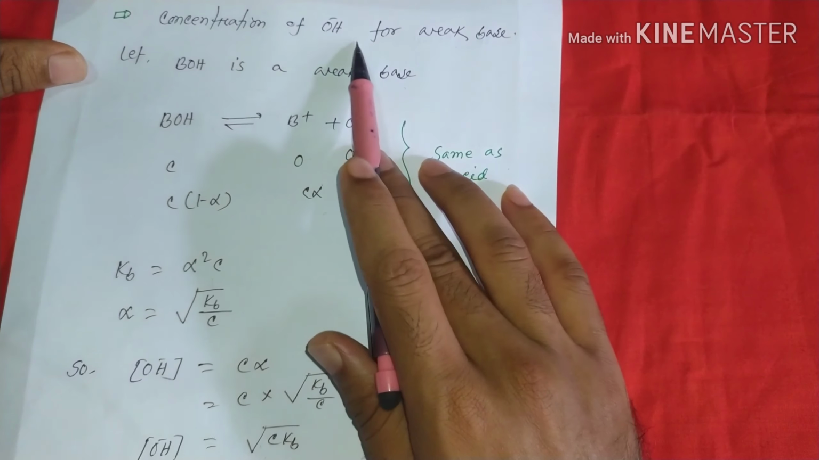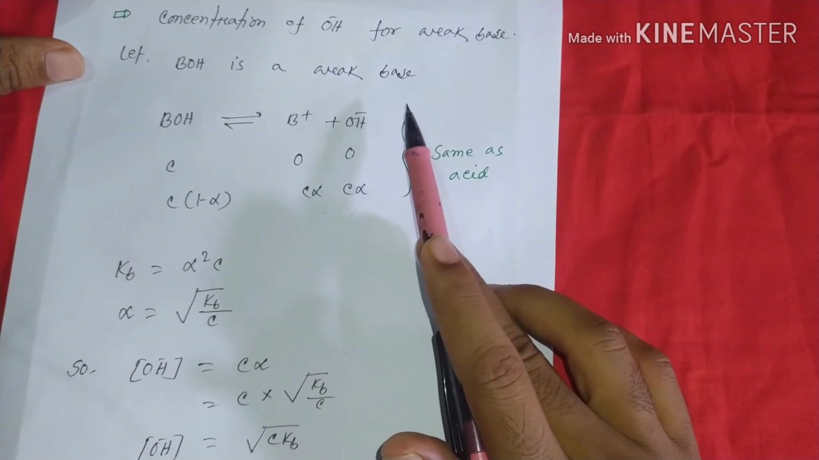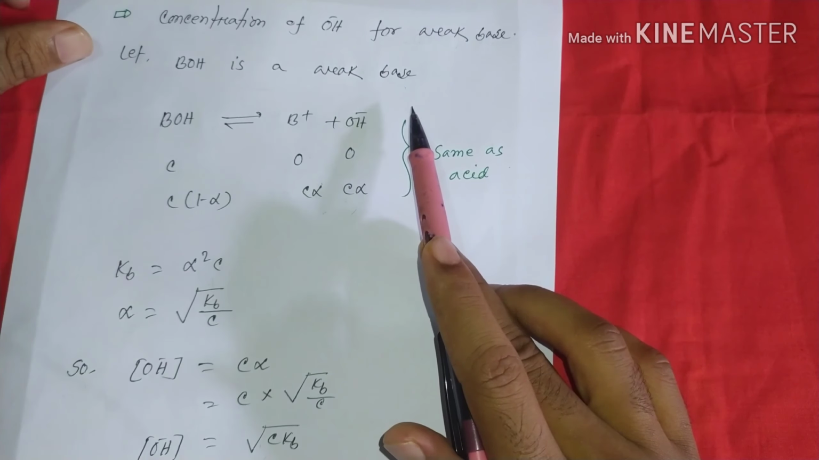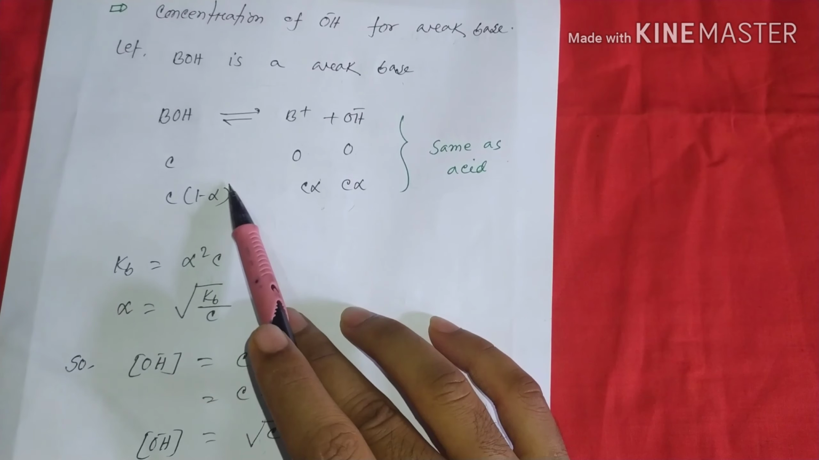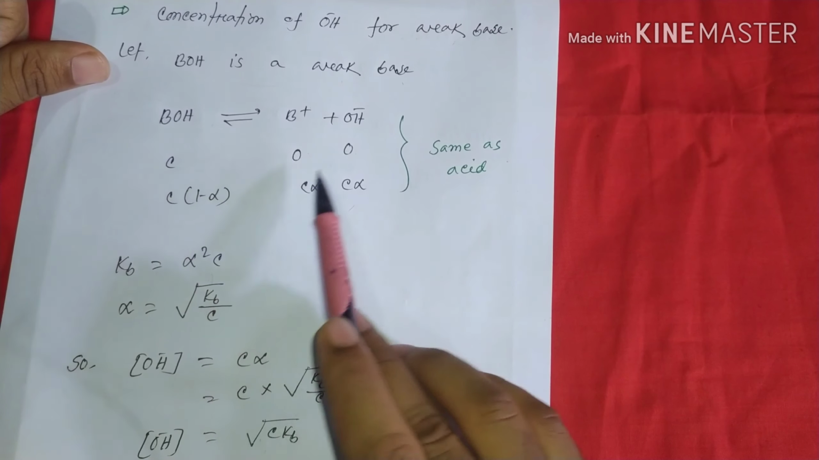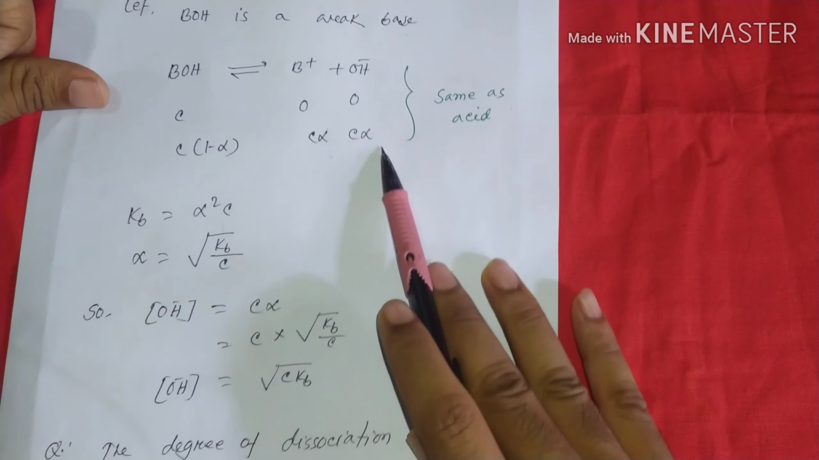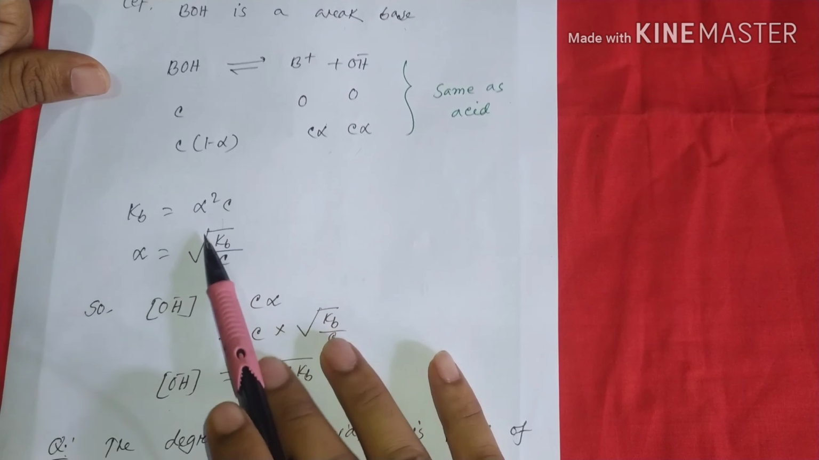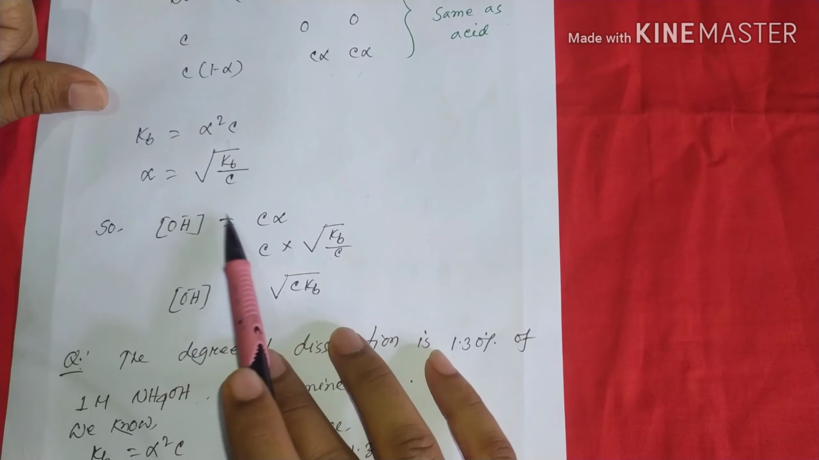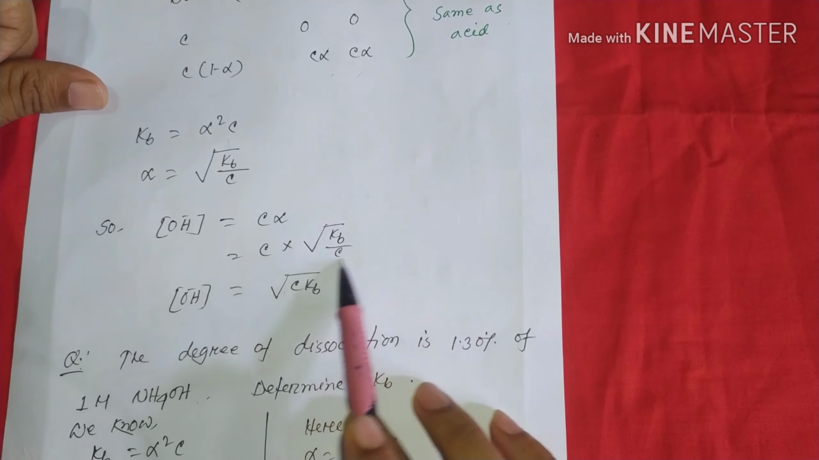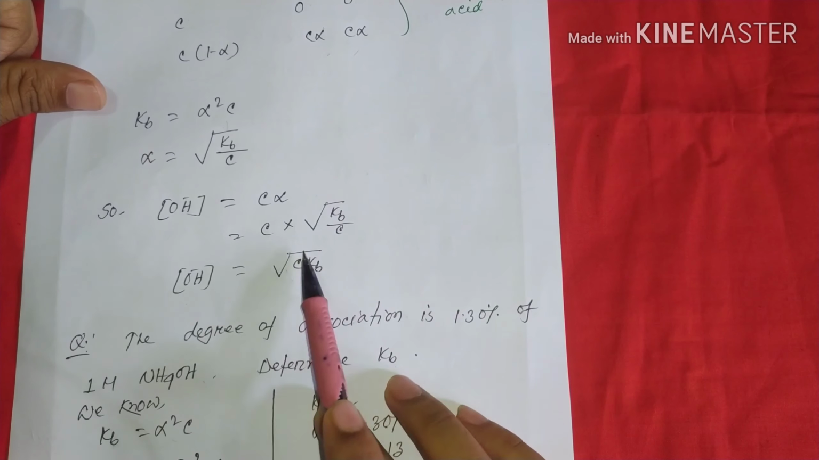Determination of the concentration of hydroxyl ion for weak base. This is the same case as the concentration of weak acid. This concentration denotes the undissociated weak base, and this is the concentration of B plus and the concentration of hydroxyl ion. Finally, you can write Kb is equal to alpha squared C, or alpha is equal to root over Kb by C. So the concentration of hydroxyl ion is equal to C alpha. Here this value denotes the value of alpha, and hydroxyl ion is equal to root over CKb, or root Kb C.